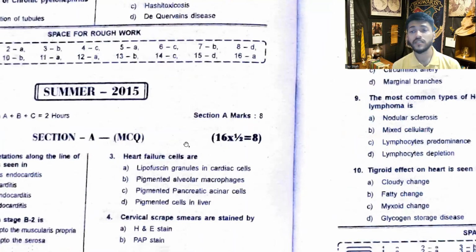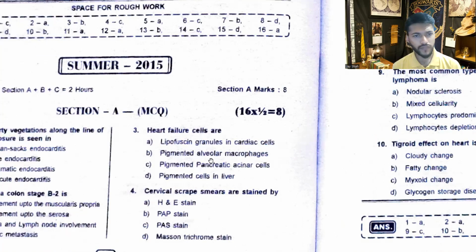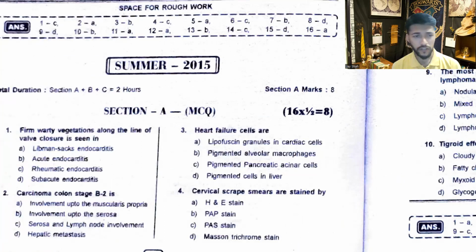Cervical scrape smears, exfoliative cytology, for what? Pap stain for cervical carcinoma. Heart failure cells, hemosiderin laden macrophages, pigmented alveolar macrophages seen in left heart failure. I've told you again and again. So if not, then refer my previous videos.